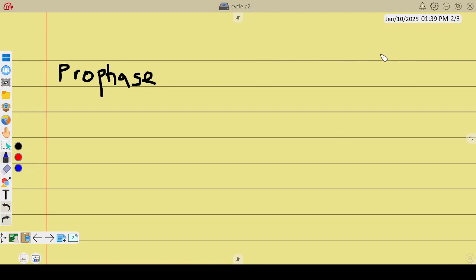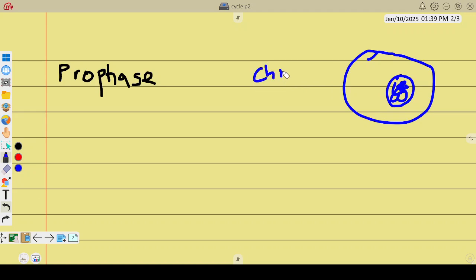Firstly, let's draw the cell. This is the cell and it has a nucleus. Usually we just shade the nucleus. In the nucleus, that's where we find DNA. And when we're talking about DNA, you get that we're simply talking about chromosomes. So what happens under prophase? The first thing that happens here is the condensation of the chromosomes. The DNA condenses.